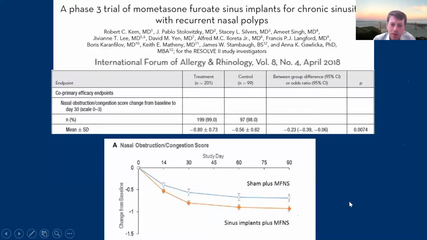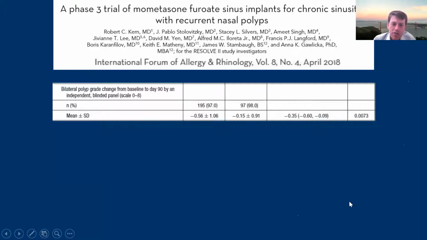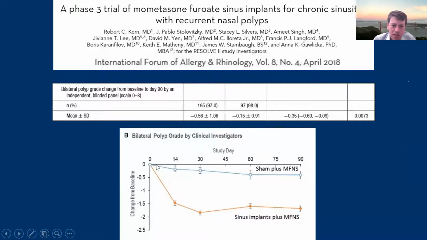Now, I think what's important to point out about this study, let's look at their figure for the polyp grade. So here we see the sham plus mometasone, and here's with the actual implant. Now, this looks impressive. We've got coming up to almost a 2 points change in polyp degree from baseline. So what's going on? Why do we see this figure here versus the actual table of relatively modest impact?